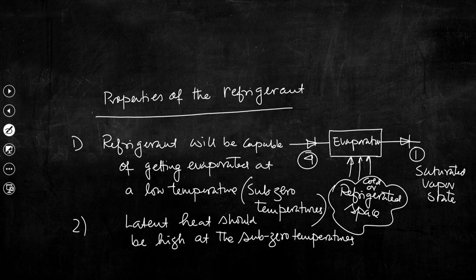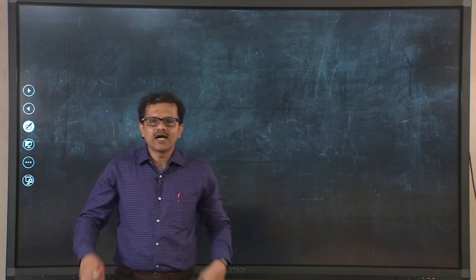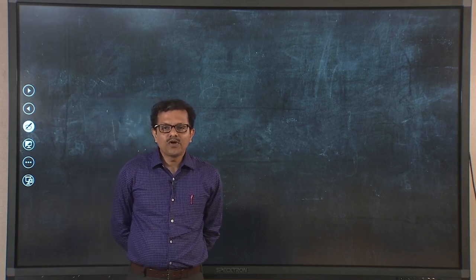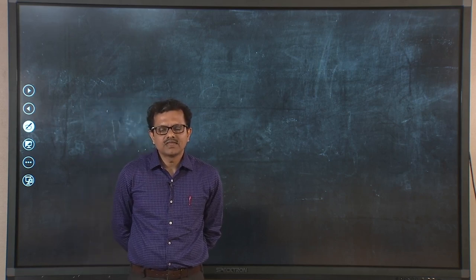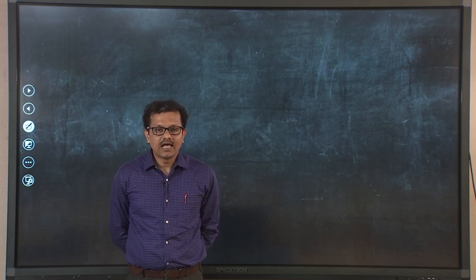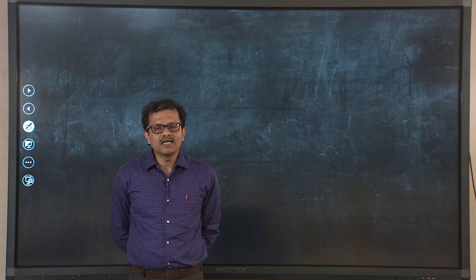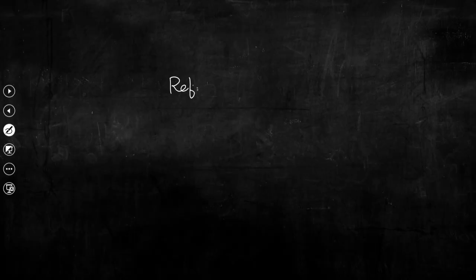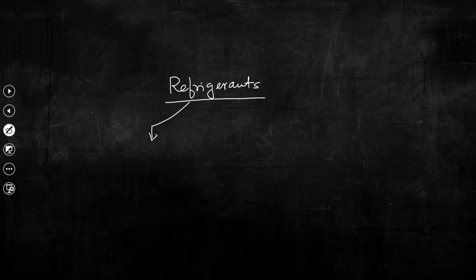Basically, these refrigerants are halogenated hydrocarbons and are marketed under different proprietary names like Freon, Genetron, Isotron, etcetera. The refrigerants are typically either methane based or ethane based.